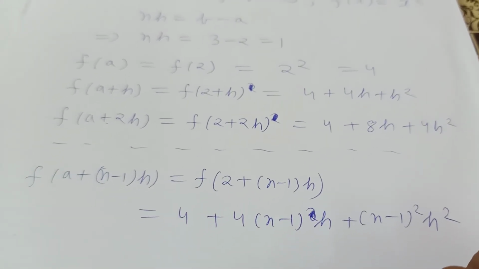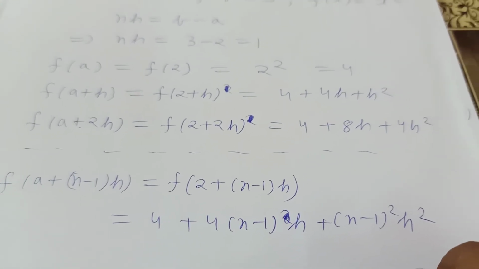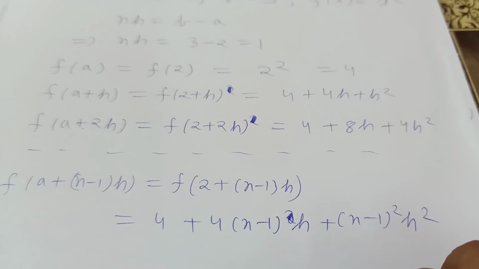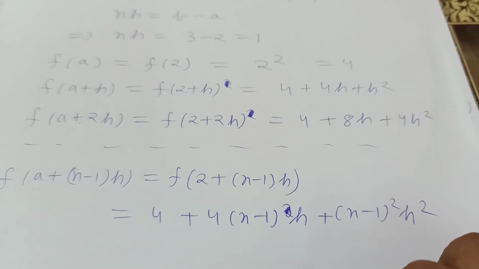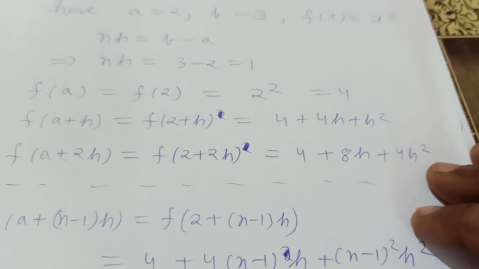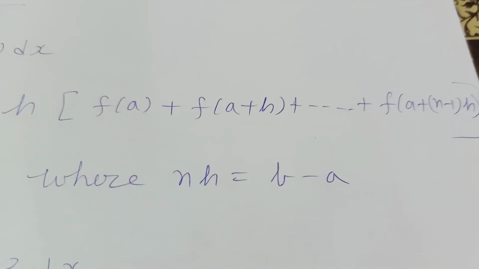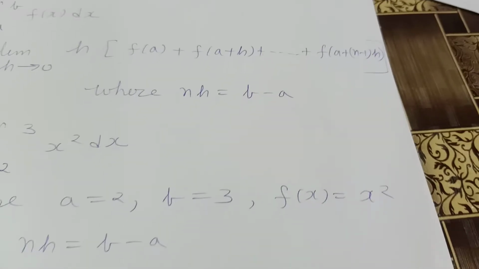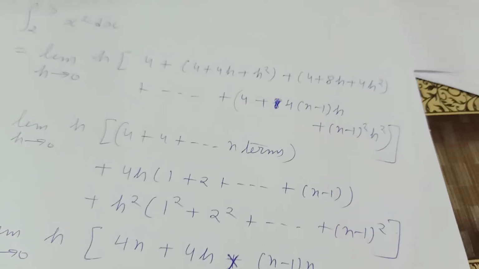And finally, f(a+(n-1)h) equals f(2+(n-1)h) equals 4 + 4(n-1)h + (n-1) whole square h square. So we have found the values of f(a+h) up to f(a+(n-1)h). Now we will use the formula.